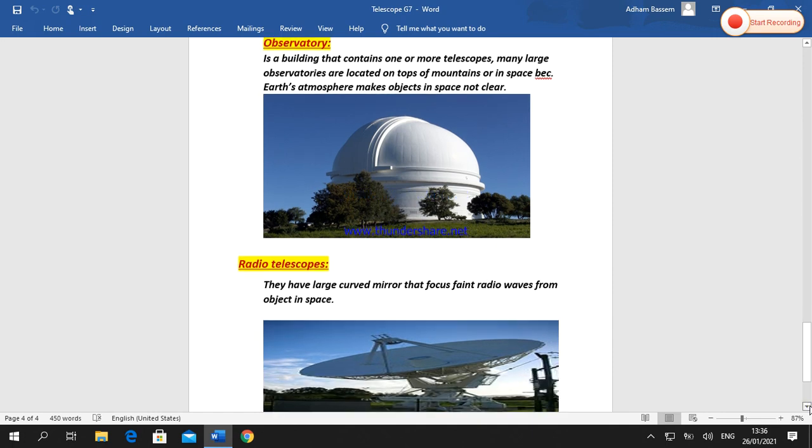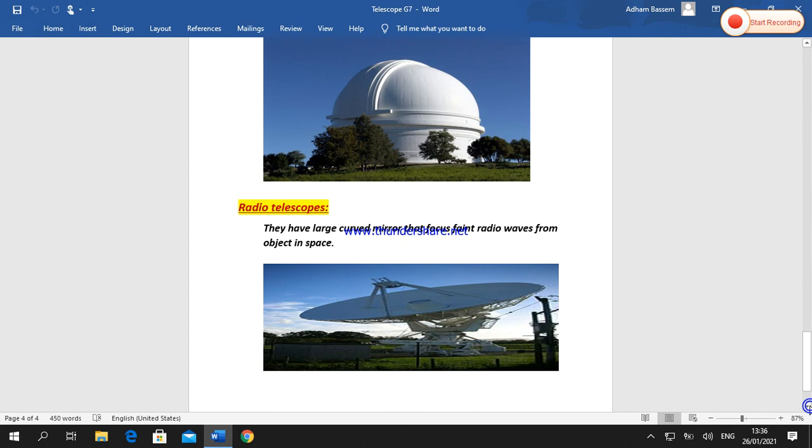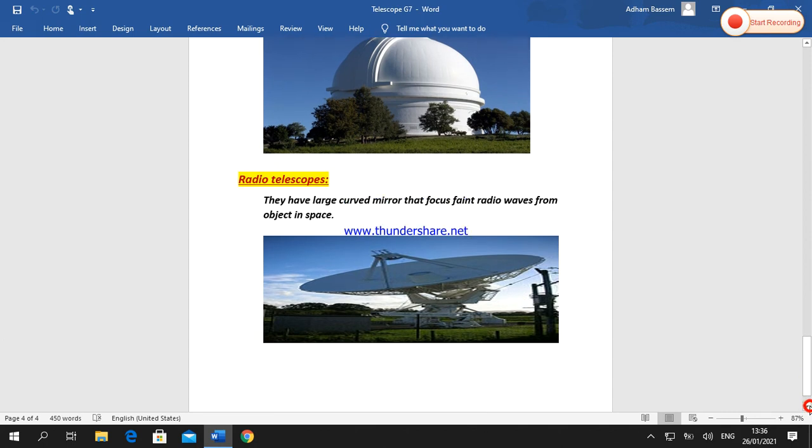The last type of telescope is known as radio telescope. Radio telescope has a large curved mirror that focuses faint radio waves. Radio waves are characterized by long wavelength, okay? So a large curved mirror can collect the faint radio waves coming from objects in space.